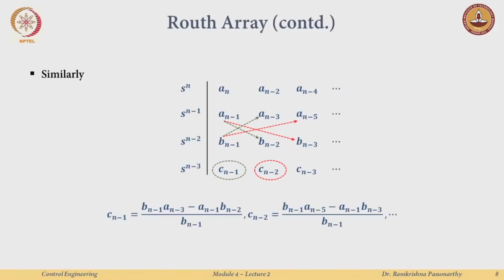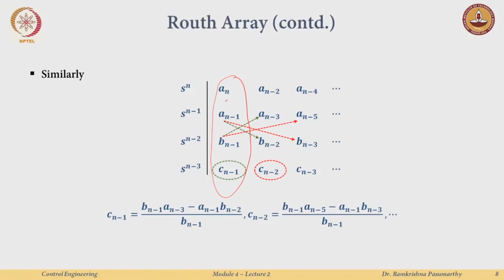So this is the first column of the Routh array. An minus 1 goes to Bn minus 1 and Cn minus 1. If there is a sign change in any of these numbers, so by construction An and An minus 1 would be of the same sign, typically both positive. If Bn minus 1 becomes negative, then there is a sign change, and we will see that with the help of an example.